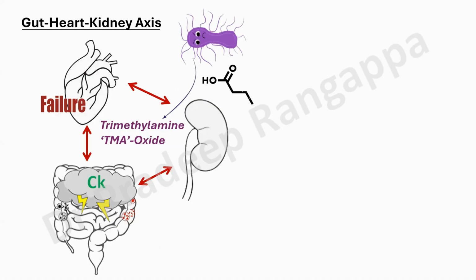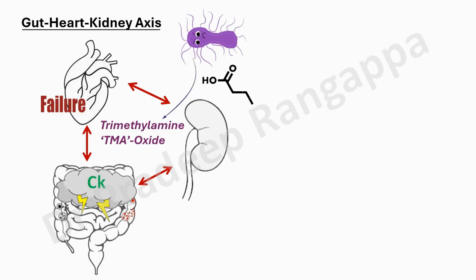So if you have reduced Clostridium species, they produce reduced butyrate. And butyrate is a good one. Butyrate is one of the short chain fatty acids. They are good. If you have reduced butyrate-producing organisms, you have more production of trimethylamine, which leads to cardiac dysfunction and acute kidney injury. So this is the gut-heart-kidney axis.